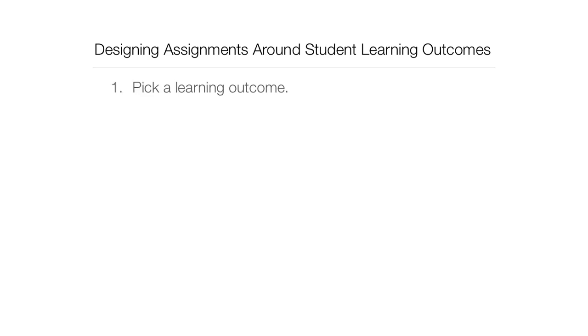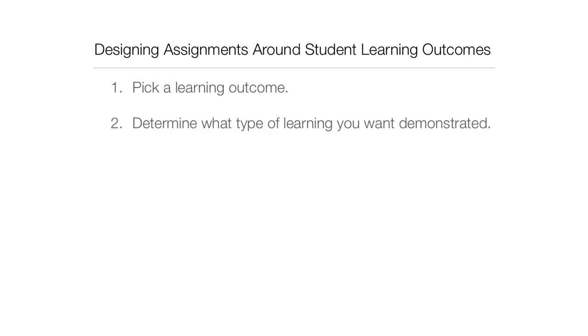So you start by picking a learning outcome that you want to cover. Look at what kind of learning you want to have demonstrated, whether it's knowledge, do they know the material, or can they use it on something they've already seen or something new? Or do you want them to create something? And then you want to align the assessment method to that level of learning, so to make sure that you are getting the learning demonstrated that you are actually interested in.